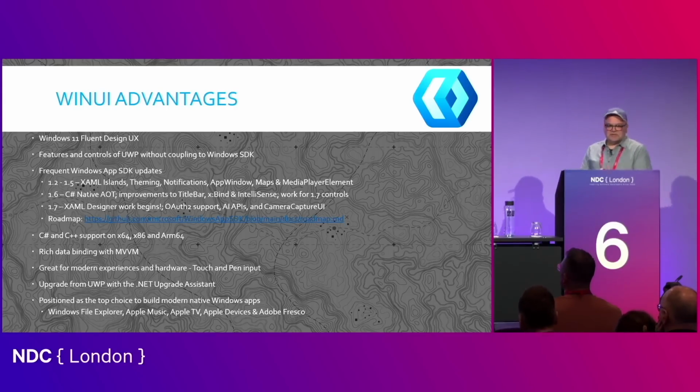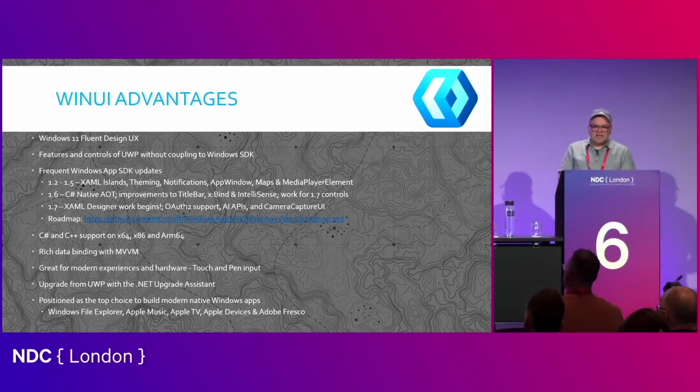WinUI is part of the Windows App SDK. It's technically called WinUI 3 because we had the WinUI 2 controls for UWP, but most people now are just dropping the 3 and calling it WinUI. It supports the latest Fluent design. It'll look a lot like that WPF app that we saw. Looks like Windows 11. You get the features and controls of UWP without being coupled to the operating system version.